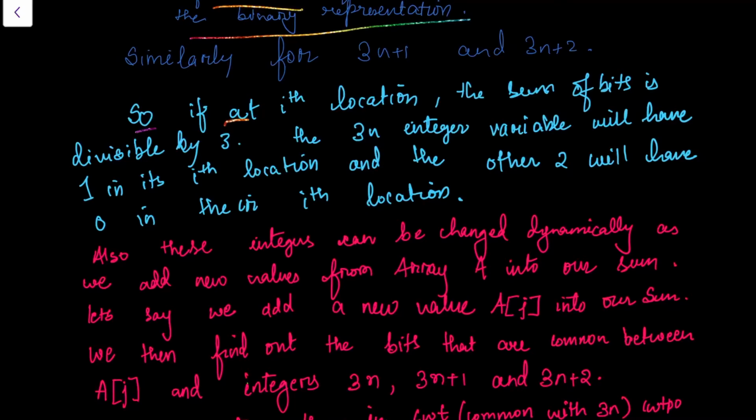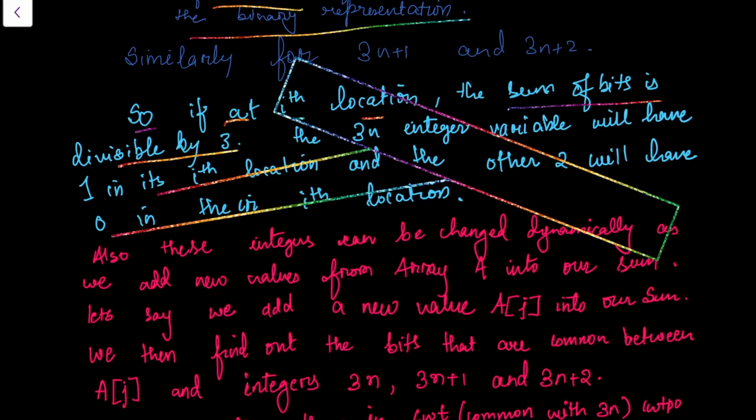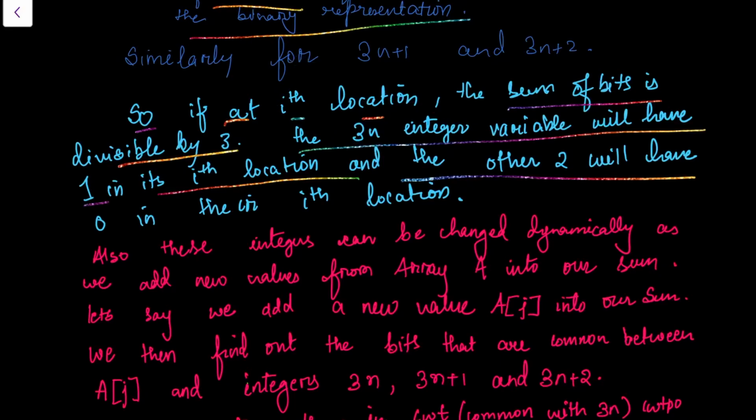So if at the ith location the sum of bits is divisible by 3, the 3n integer variable will have 1 in its ith location and the other two will have 0 in their ith location. Right? Because any number which is of the form 3n will definitely not be of the form 3n plus 1 and not be of the form 3n plus 2. Right?